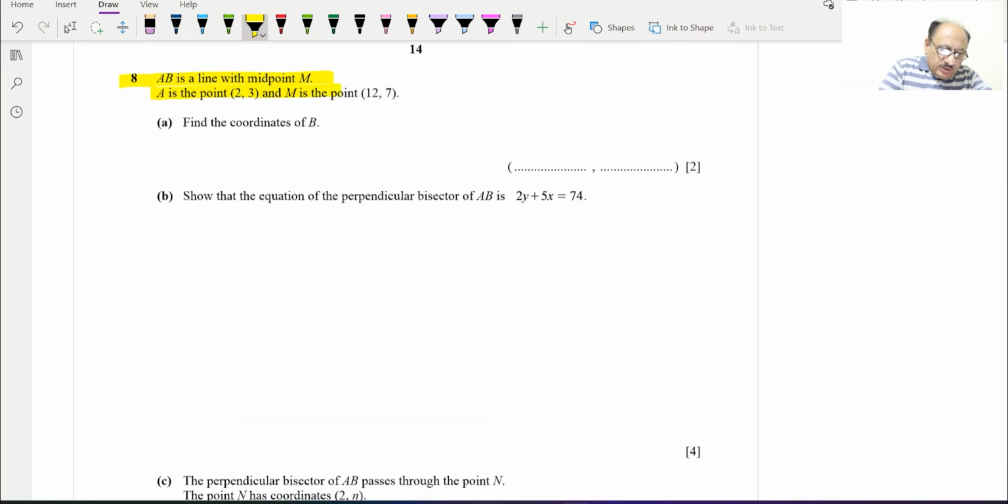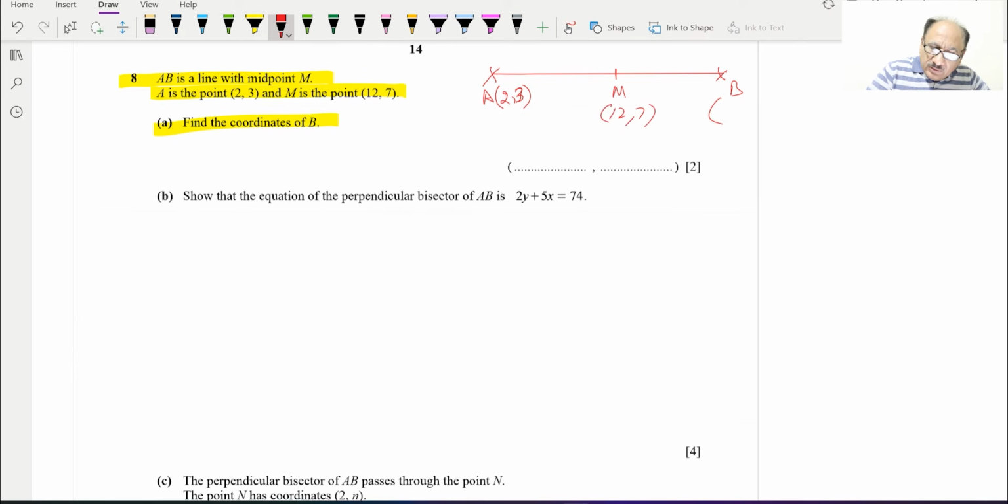A is this point, and M is this. So find B. To understand the question, we can draw a small diagram. This is the line, and say this is the midpoint M, this is A, this is B. Coordinates of A are (2, 3), and coordinates of the midpoint are (12, 7), and this one we need to find.